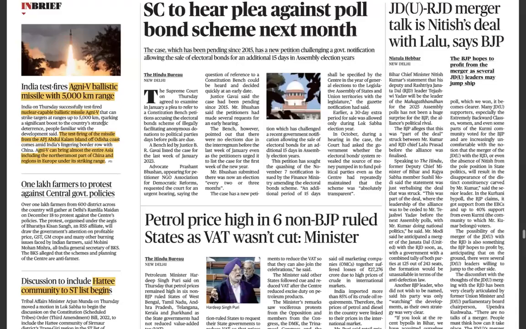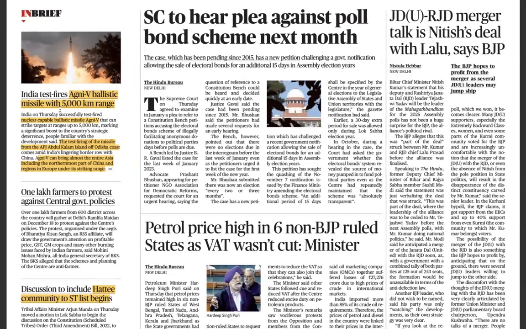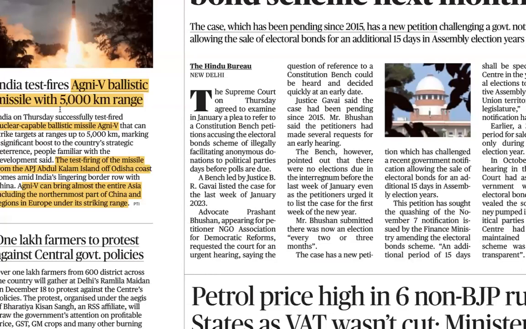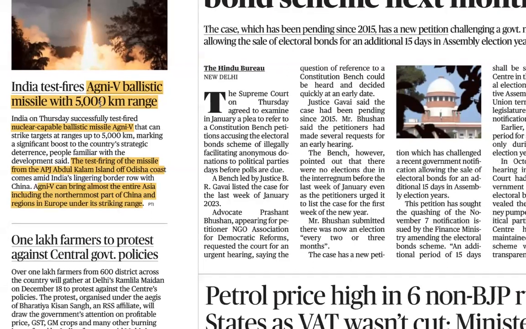So, India test fires the Agni 5 ballistic missile, which has a range of 5,000 kilometers, and it is a nuclear capable ballistic missile. And it was test fired from the APJ Abdul Kalam Island off the Odisha coast. So, you can find out its location, you can find out if any river passes by, if there is any lake nearby this island. And Agni 5 can bring almost the entire Asia, including the northernmost part of China, and regions in Europe under its striking range. So range is 5,000 kilometers.